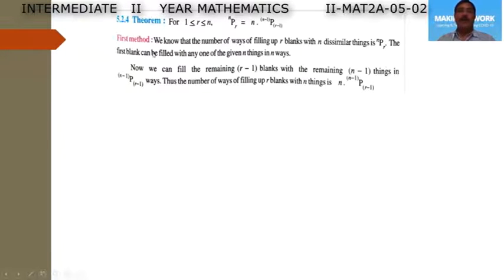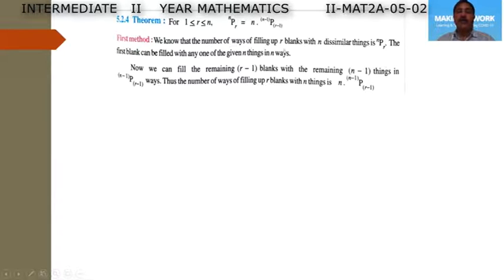Okay. Now we will see the next theorem. For 1 ≤ r ≤ n, nPr = n × (n−1)P(r−1). We'll verify or prove this theorem in two methods: this one, the conventional method, and this practical method. So let us see the first method.